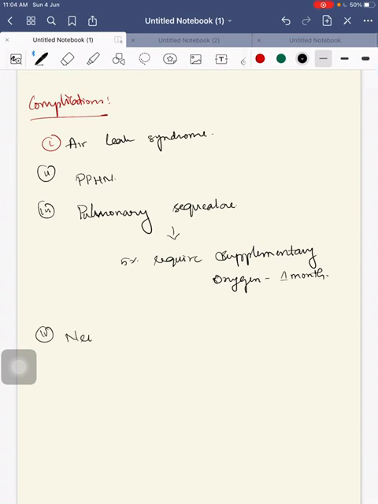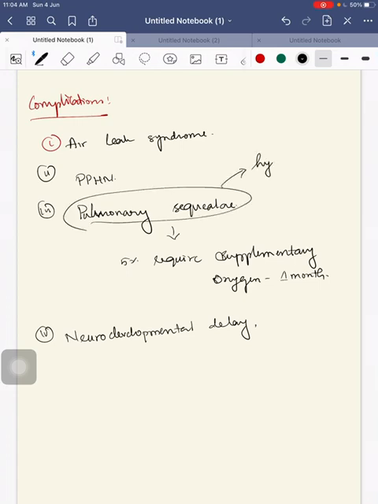These children can also have neurodevelopmental delay. Okay, in this pulmonary sequelae, the child can develop hyperreactive airway disease, or the child can develop recurrent pneumonia. Okay, this is about meconium aspiration syndrome: its incidence, its meconium contents, its pathophysiology, its management, and these complications.